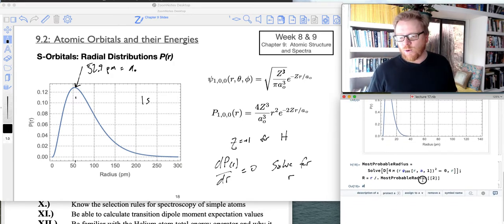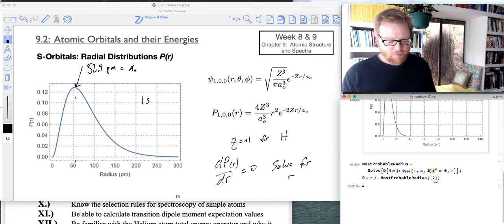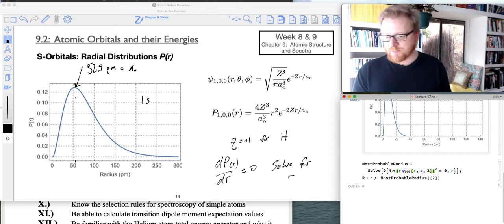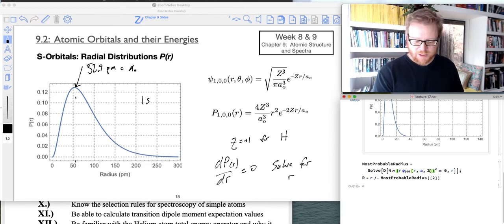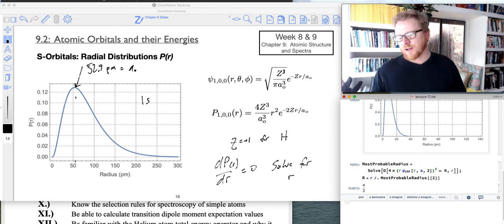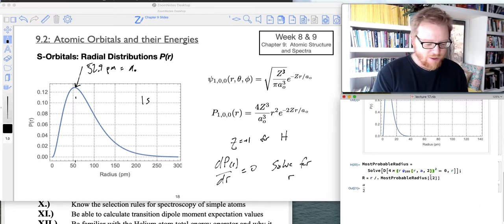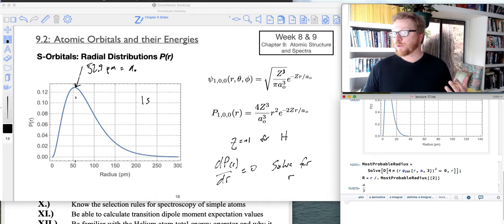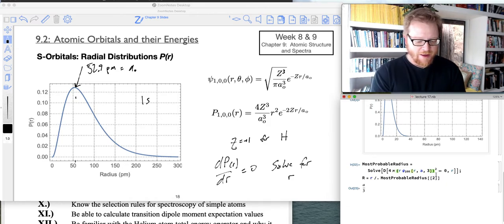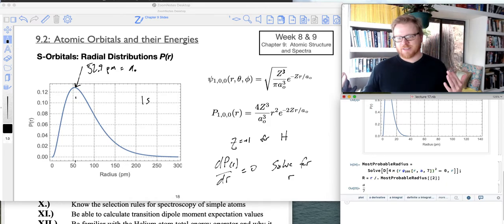And what's also really cool on solving where that maximum is occurring, here on my little Mathematica problem, I can just make the Z equal to 2 right there. That's what I just did. And I'll evaluate it. And look, the most probable radius becomes a over 2. And if I go to 3, it becomes a over 3. And if I go to like 7, it becomes a over 7.